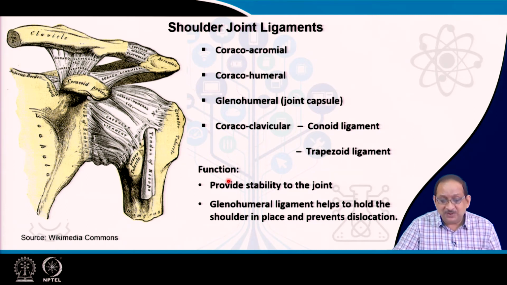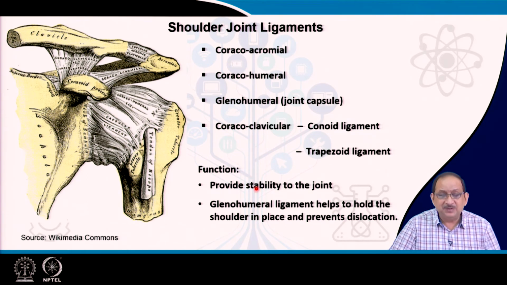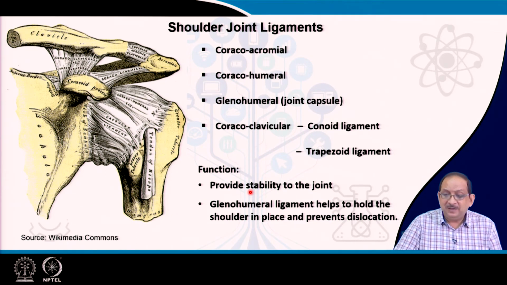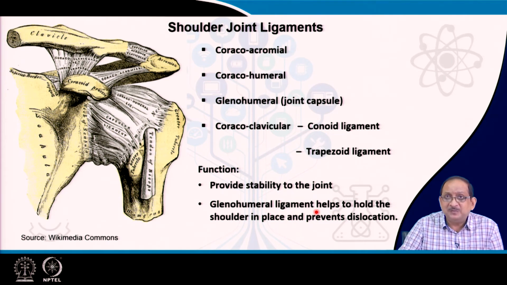The primary function of these ligaments is to provide stability to the joint. In particular, the glenohumeral ligament helps to hold the shoulder in place and prevents it from dislocation.